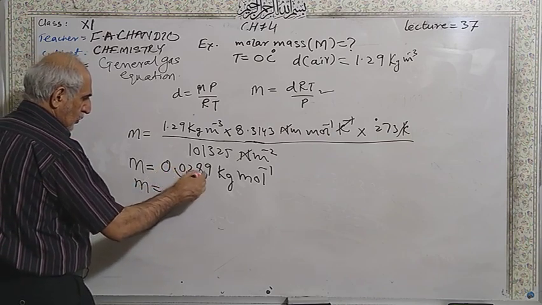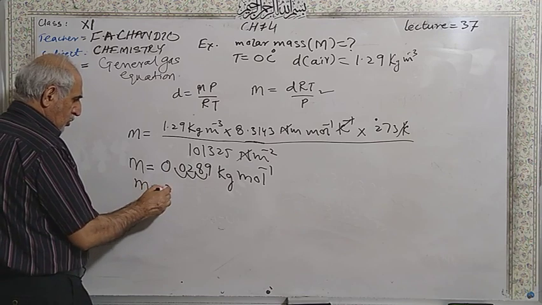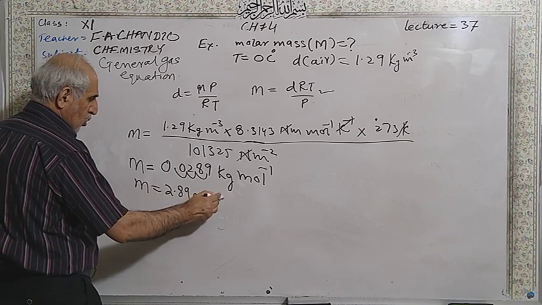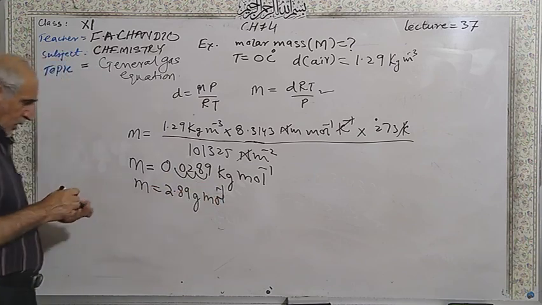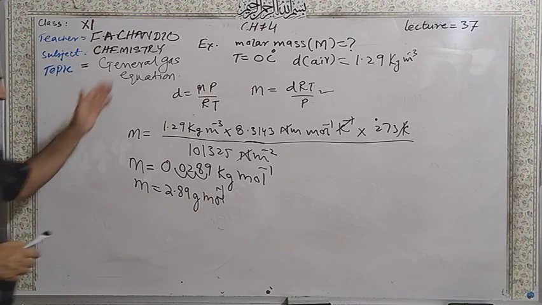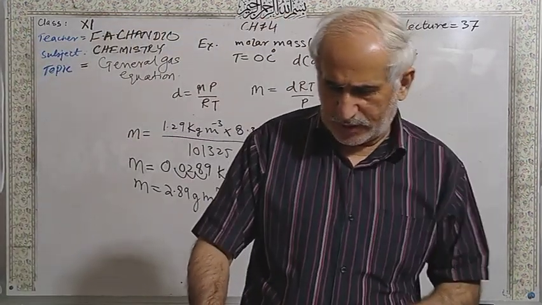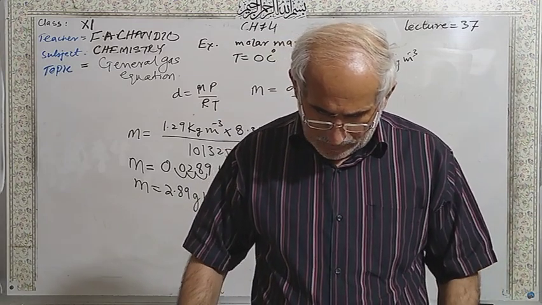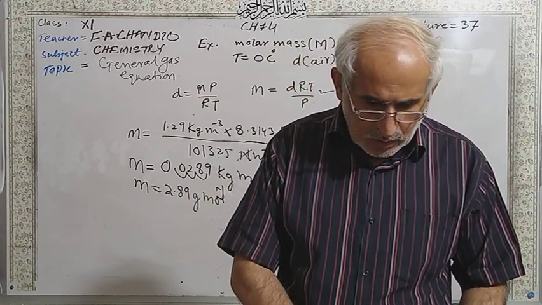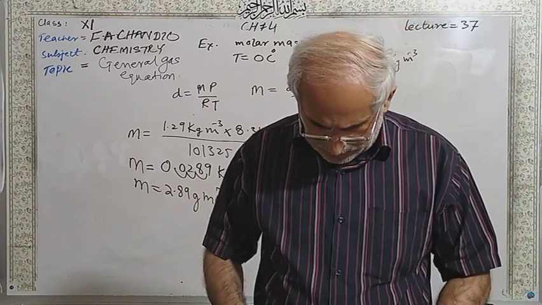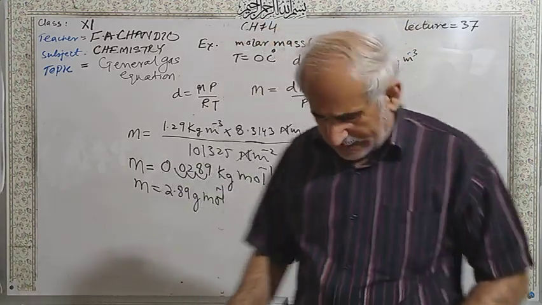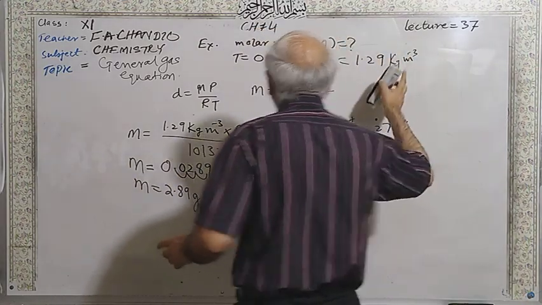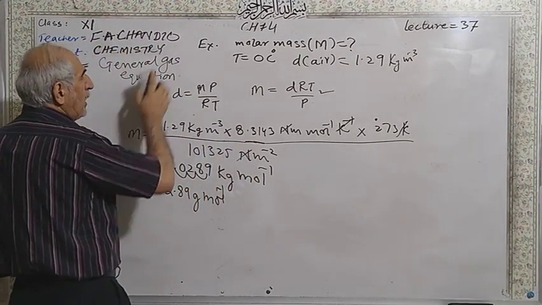1, 2, 3. After multiplication by 1000, so 2.89 grams per mole is a unit of molar mass. This one is given in your book, so mind it, you have to calculate accordingly. There is another: you have to use the general gas equation, P1 V1 over T1 is equal to P2 V2 over T2. Write this down in your copy.